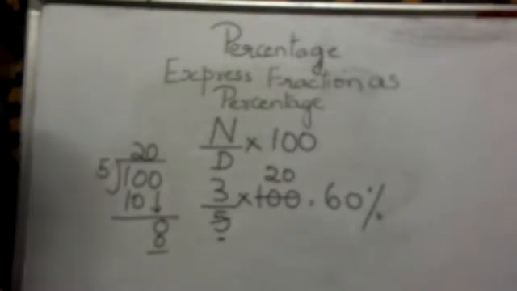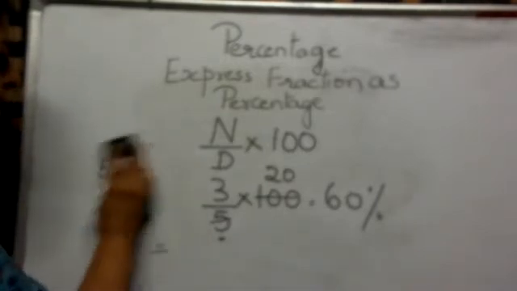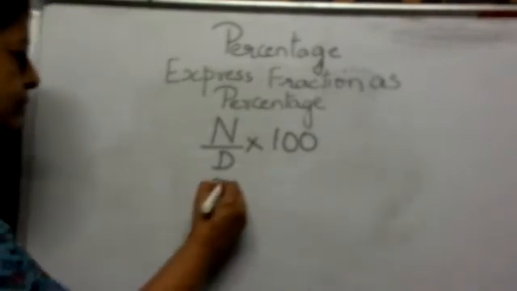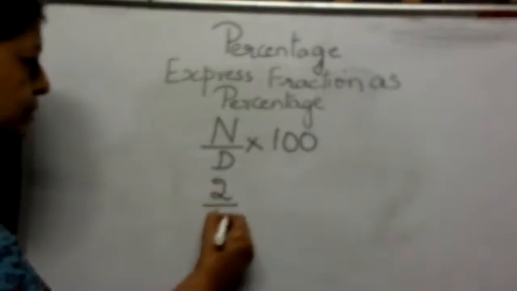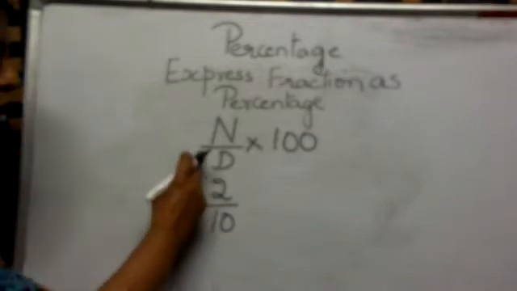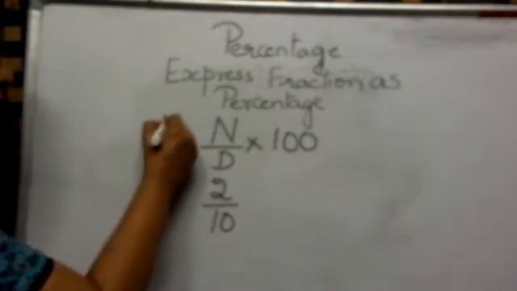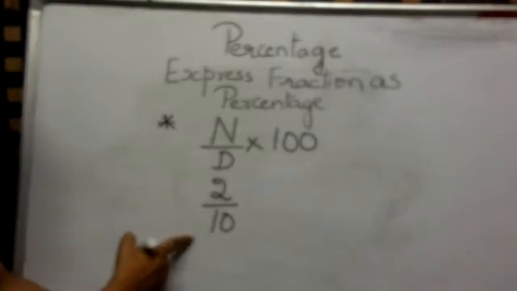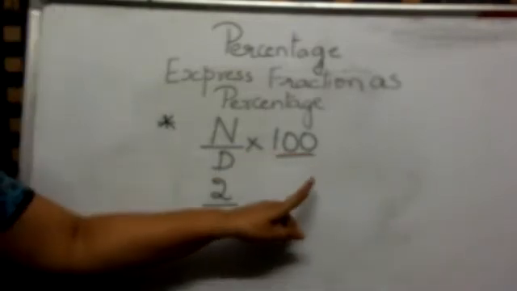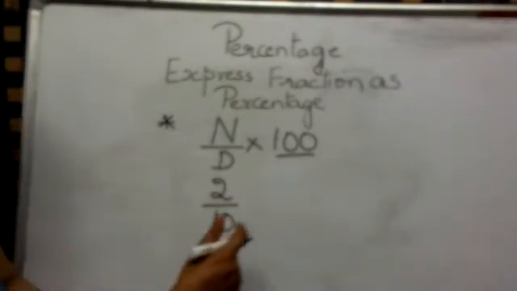Now we have a number 2 by 20. Let's take the number 2 by 20. This fraction has to be expressed as a percentage. How do we express this fraction as a percentage? Always remember this rule. The numerator and denominator are already there, but it has to be expressed as a percentage. Do not forget this. The fraction is being expressed as a percentage.